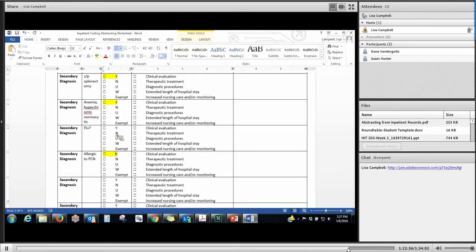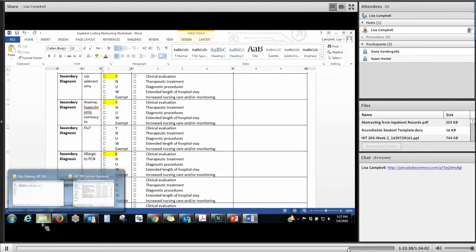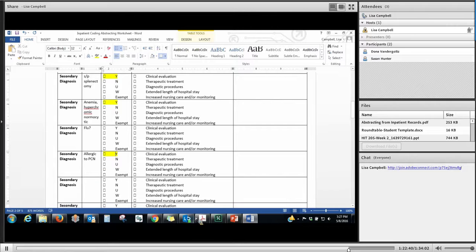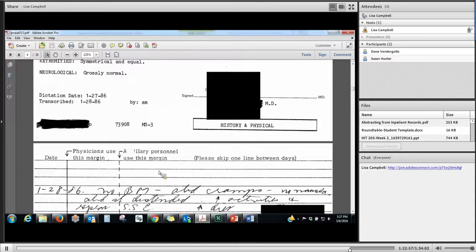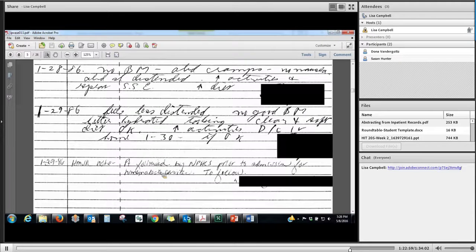Okay, so I will tell you the answer key that you will see come Thursday. We didn't code the splenectomy. We didn't code the flu. We might potentially query for the flu, but really they didn't talk about it a lot in the medical record. Okay, so that's the H&P. Here's where it's going to get fun.